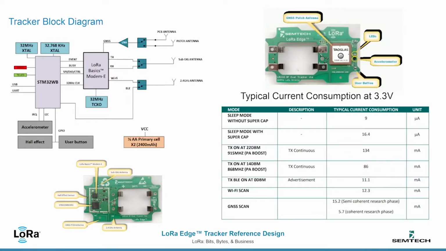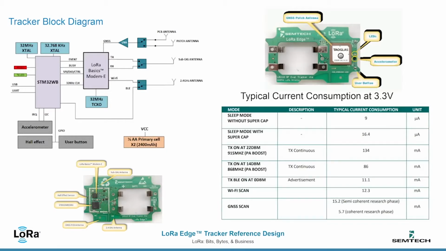In the tracker block diagram, you can see the STM32 MCU connected to the LR1110 running the LoRa Basics Modem E firmware. The LR1110 is responsible for controlling the GNSS between the 2 different antennas. It can use one antenna at a time, selectable through a switch. There is also a switch between receive and transmit for the sub-gig antenna going into the LoRa input and output.